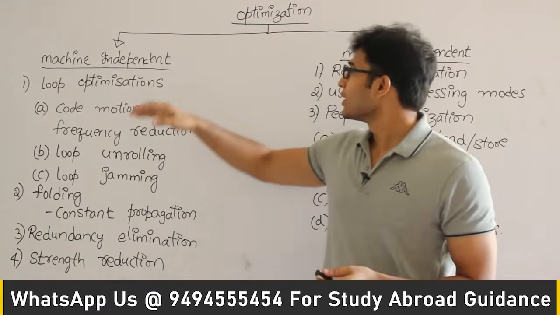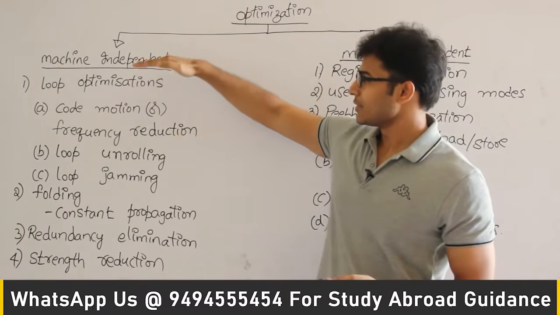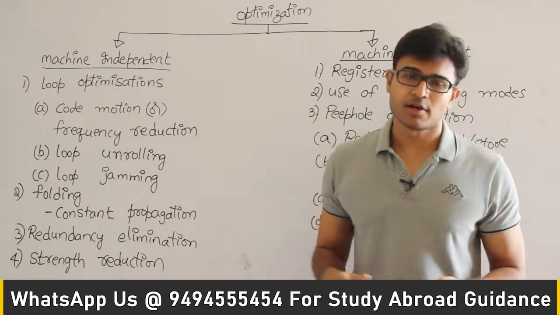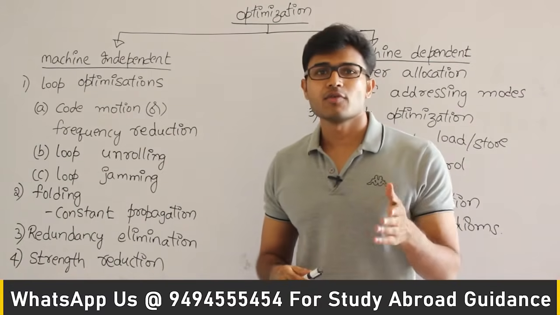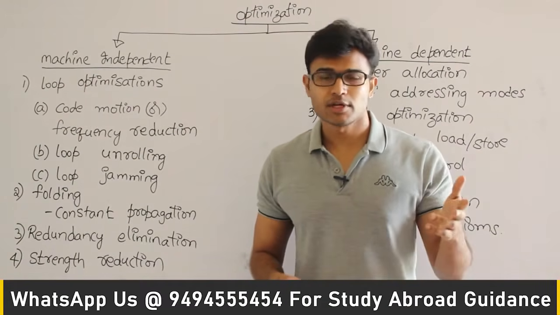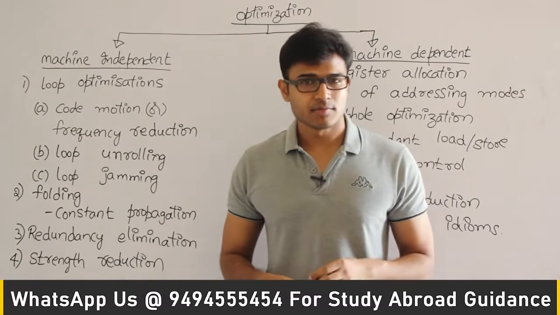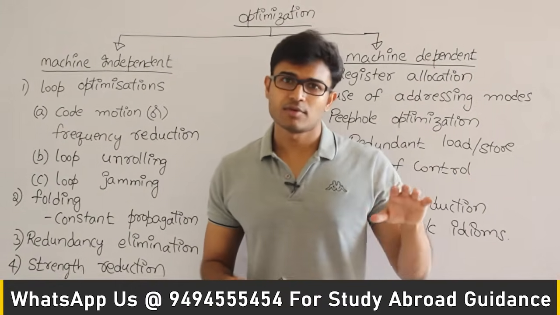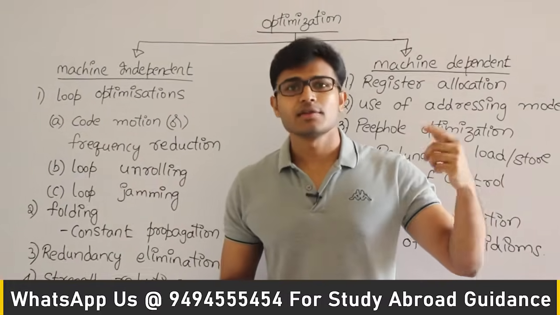So if you look at it, optimizations are of two types. One is machine independent and the other is machine dependent. Machine independent means you need not worry about what type of machine the compiler is working on. You can directly do it on every machine. Machine dependent means, depending on the features available for a machine, we could apply these optimizations.